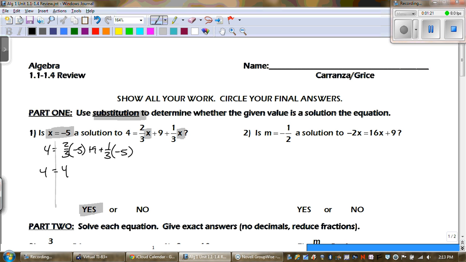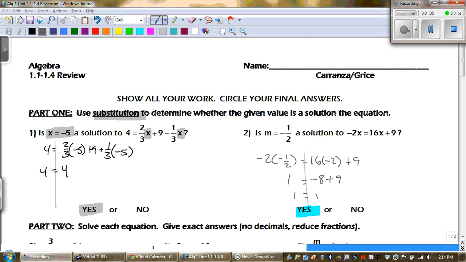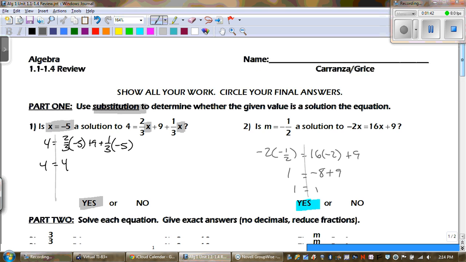All right, now number 2 is doing the exact same thing, except you're using -1/2. Why don't you guys pause the video and see if you can get it yourself. Good luck. Okay, and when you do all the work on that, you should get that 1 equals 1, so that is a solution.